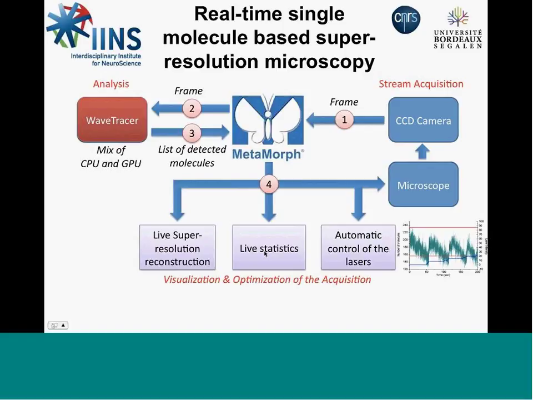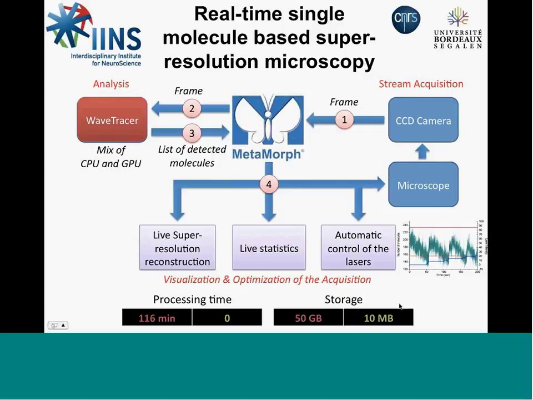reconstruction and live statistics. So the thing here is that we were able to jump from a long processing time to zero time from the user's point of view, because now the processing is done in parallel. The other very nice advantage is storage: because everything is in real time, you don't have to store all the original data, so you can switch from tens of gigabytes down to a few megabytes, which is the size of a super resolution image, still keeping all the localizations of each individual molecule. So you save time, but also you save space and bandwidth.